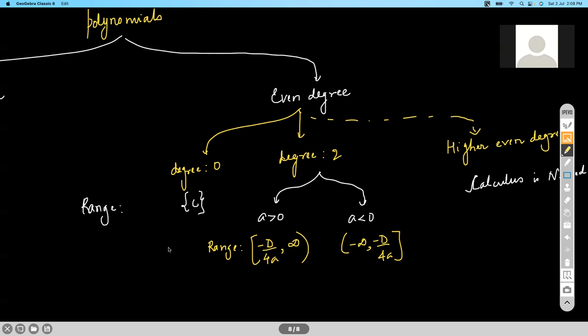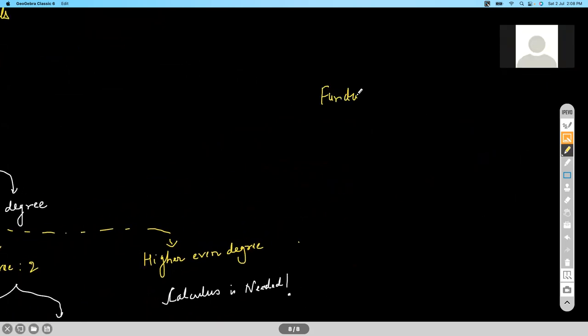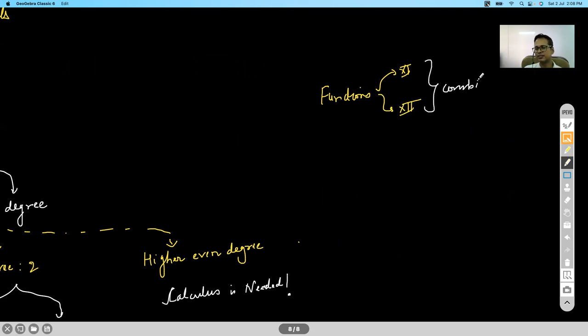Okay. Sir, in the module, functions are just one whole thing, like 11th and 12th combined. Here, how are we going to do it, separately or in one book? Okay, a very important thing that I would like to share with you. Functions are there in class 11 and 12 both, and in your module, they have combined it, because for the module it doesn't make any difference whether it is taken by 11th grade or 12th grade.